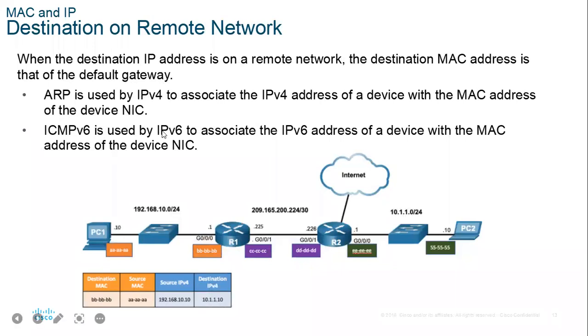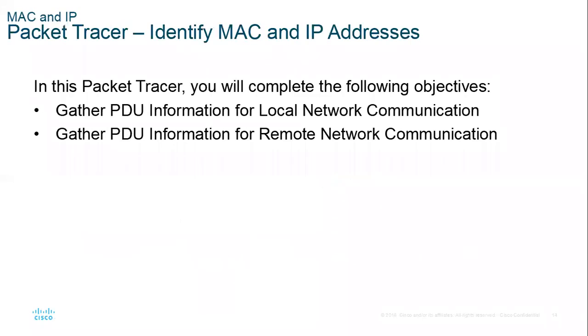ICMP version 6 is used by IP version 6 to associate the IP version 6 address of a device with the MAC address of the device. So if we are operating on IP version 6, the Internet Control Message Protocol is going to use the IP version 6 address to do that mapping. If we're on IP version 4, it's going to use the IP version 4 address to do the mapping. There's a Packet Tracer lab here that talks about identifying MAC addresses and IP addresses. I think I've done that time and time again in this program. Just run ipconfig and you're going to have that.